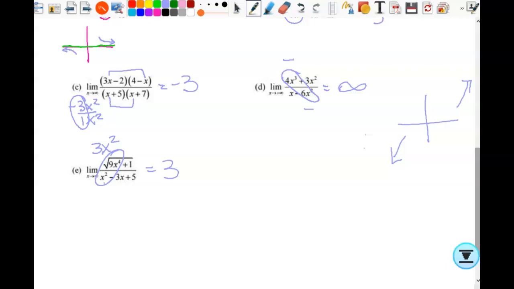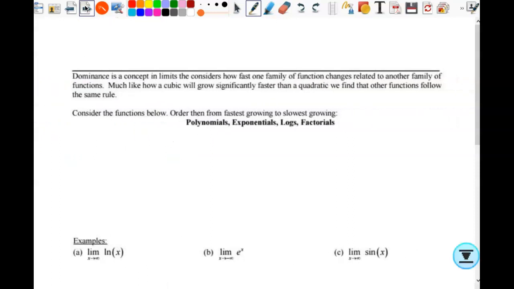All right, so let's flip it over on the back. Okay, so you're going to consider the functions below in order from fastest growing to slowest growing: polynomials, exponentials, logs, and factorials. I want you to go back to your arguing spots and come up with an order for that from fastest growing to slowest growing, based on what you know. If you want to, you can use whatever you have to help figure it out.